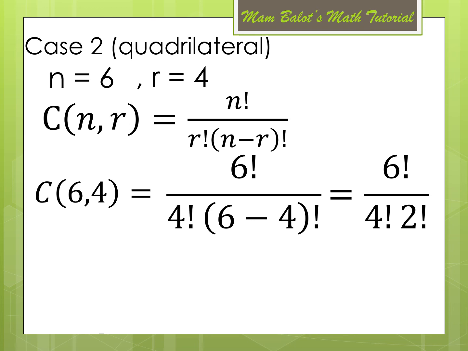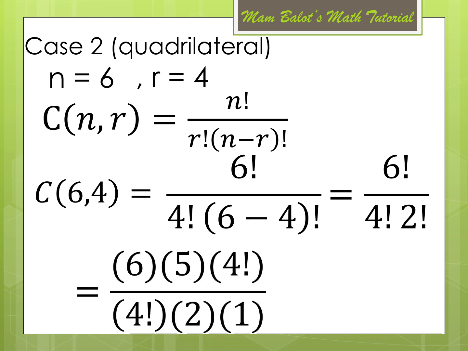Then expanding 6 factorial, we have 6 times 5 times 4 factorial only, so that we can cancel out the 4 factorial in the denominator. Then, what's left in the denominator is 2 times 1, which is equal to 2, which can be cancelled out from 6. So, what's left from 6 is 3. So, we have now 3 times 5, which is equal to 15. So, there will be 15 quadrilaterals that can be formed from 6 distinct points.